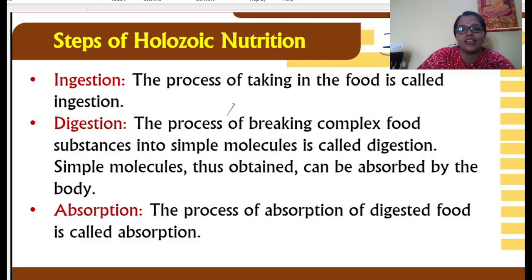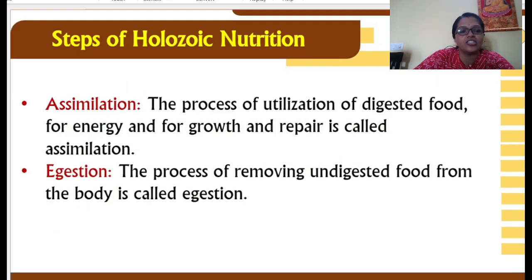So what is I? Ingestion. D, digestion. A square: the first one is absorption, the second is assimilation, and the last one is egestion. So these are the steps: ingestion, digestion, absorption, assimilation, and egestion. Let's start with ingestion first.